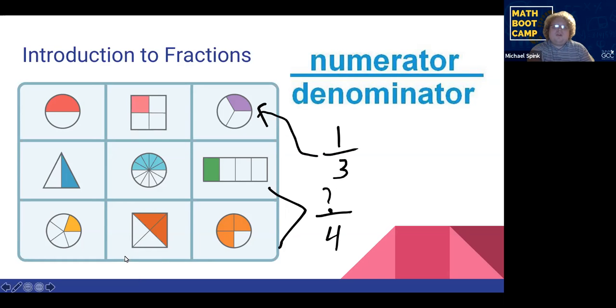The other important note to make here, take a look at red up here in the top left and blue here in the middle. In the top left, we've broken it up into 2 pieces, of which we have 1/2. In the bottom here, we have 1, 2, 3, 4, 5, 6, 7, 8, 9, 10, 11, 12. We've broken it up into twelfths, or 12 pieces, of which we have 6 twelfths.